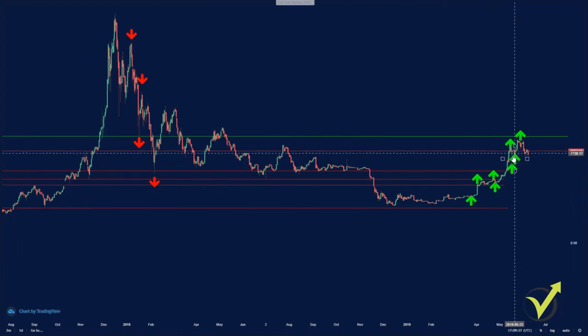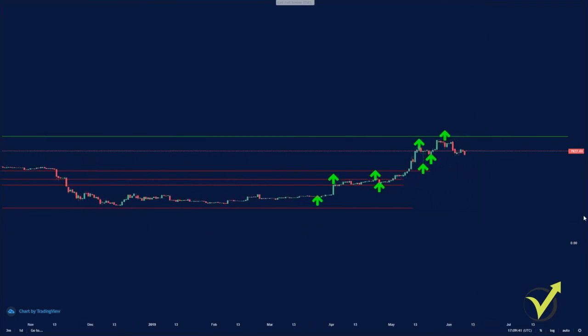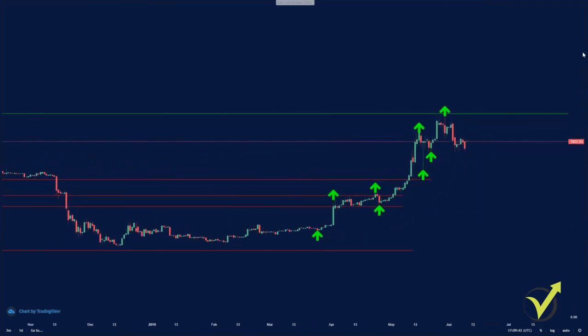Now, for the current market conditions, we are in an uptrend, and I will do my best to record some examples trading with the direction of the trend.